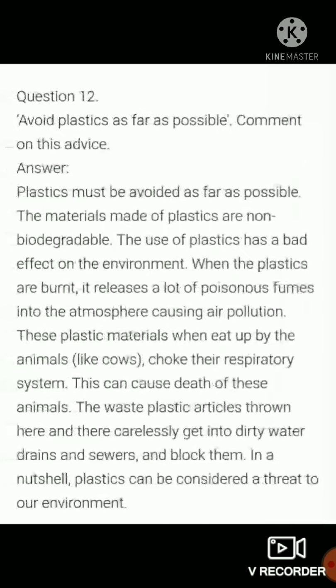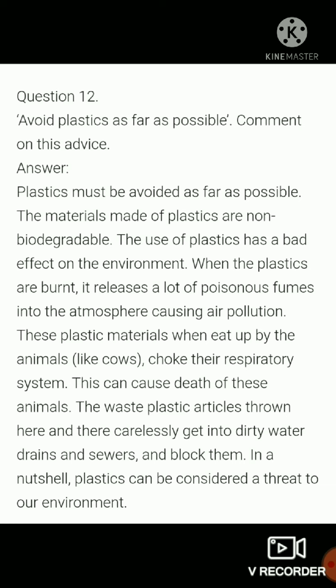Okay, now question number 12. Avoid plastics as far as possible. Comment on this advice. So, plastics must be avoided as far as possible. The materials made of plastics are non-biodegradable. The use of plastics has a bad effect on the environment.